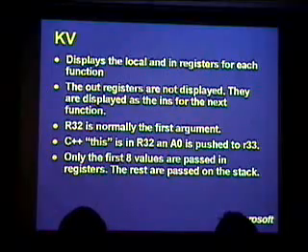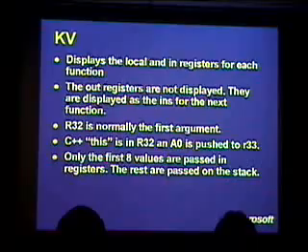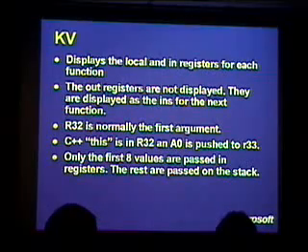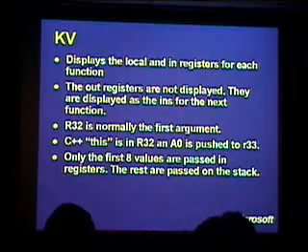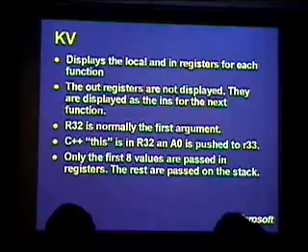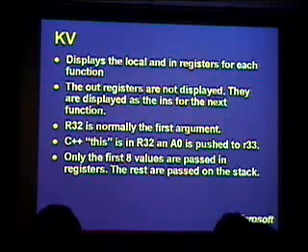Because the register stack is so important, we invented a new command. It actually isn't a new command. x86 had this, but we didn't use it very much. It's called KV. What this does is it displays the local part of that picture for you for each function as you go back on the stack. Since the output registers are actually part of the next function's frame, we don't display the output registers.